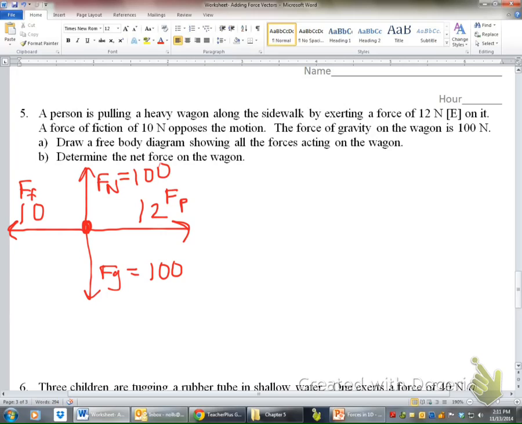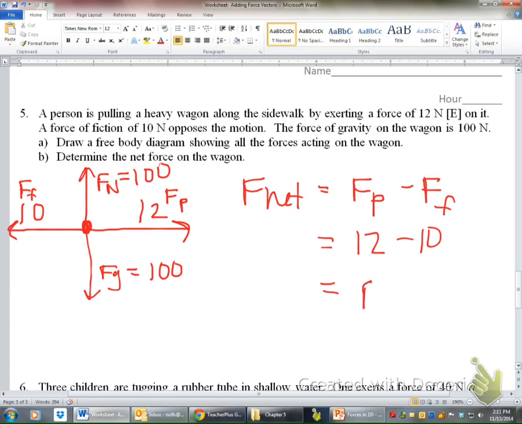Okay? So our F net that we're looking at here is only horizontal. So we're going to take our F pull minus our F friction, which is 12 minus 10, which equals 2 newtons. To the left or to the right? To the right.